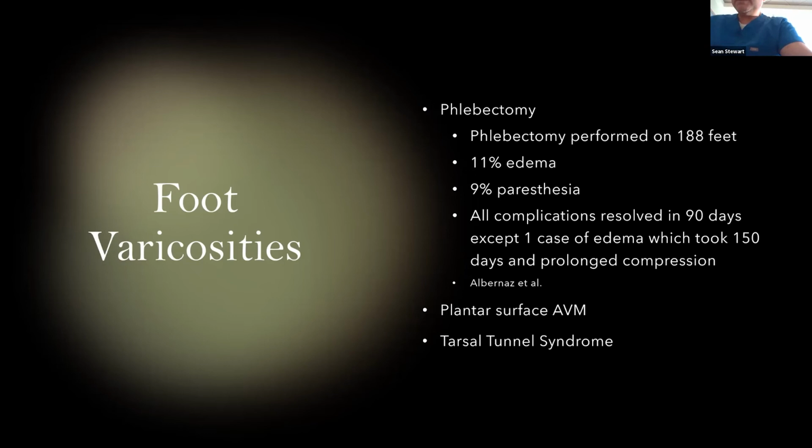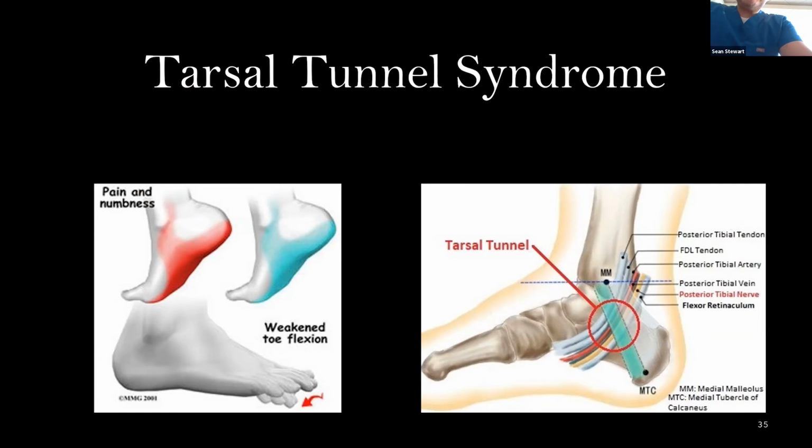Medial foot varicosities can be a cause of tarsal tunnel syndrome, where venous congestion causes dilation of the posterior tibial vein, which increases pressure on all structures running under the flexor retinaculum, causing foot pain, numbness, and weakness with toe flexion. Approximately 4% of tarsal tunnel syndrome causes are from varicose veins.